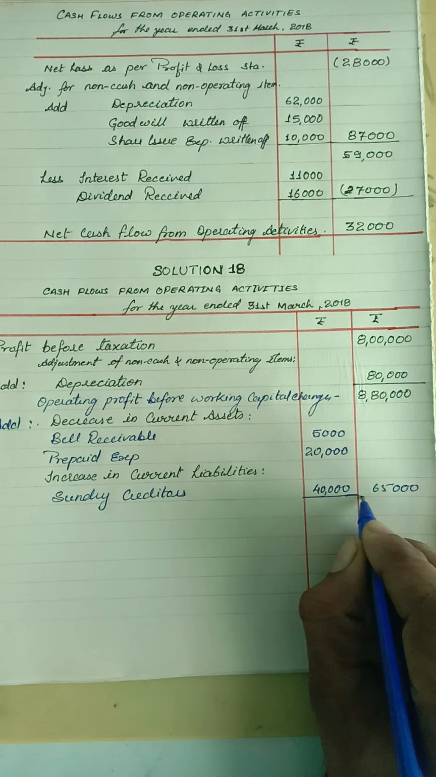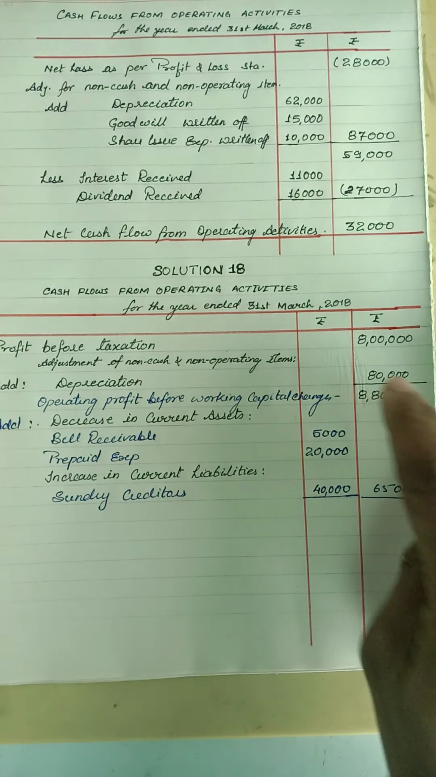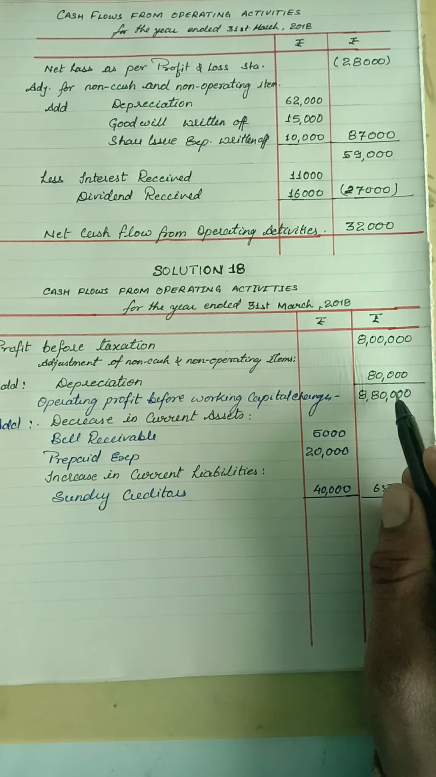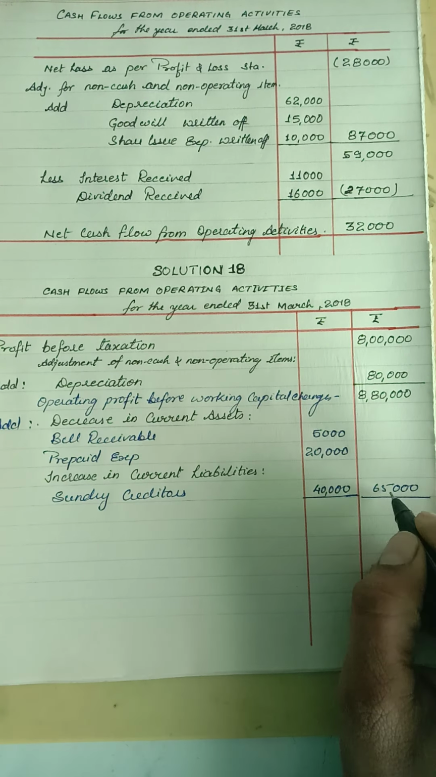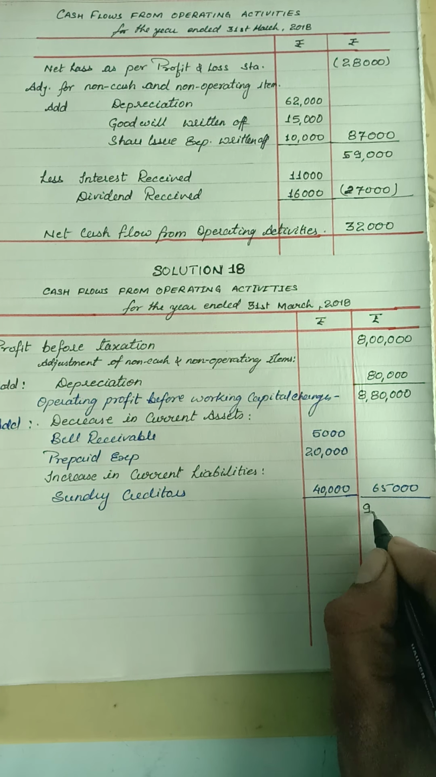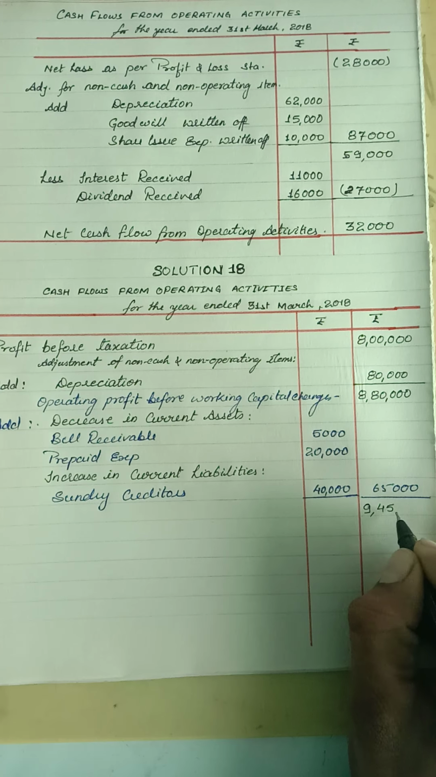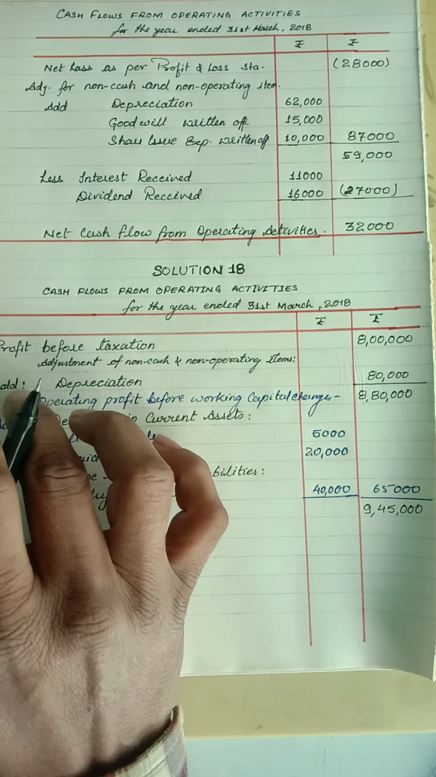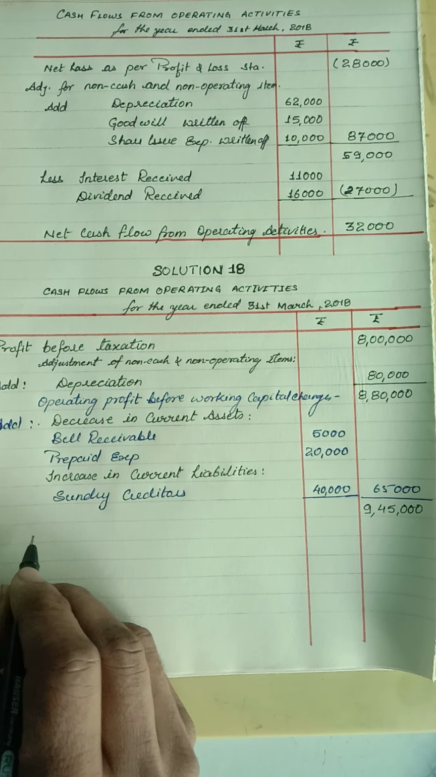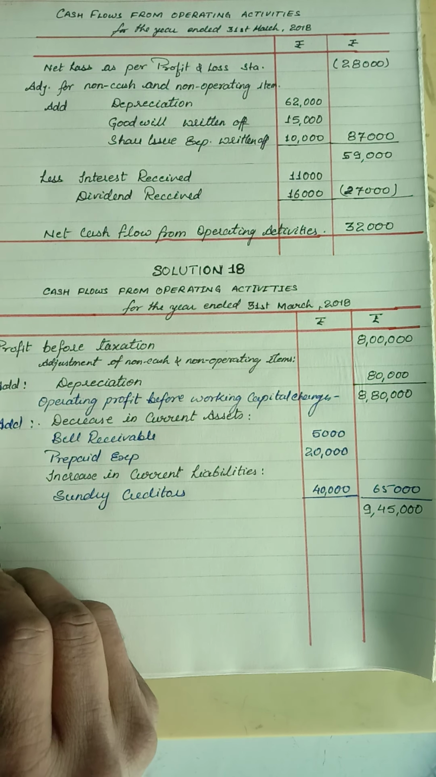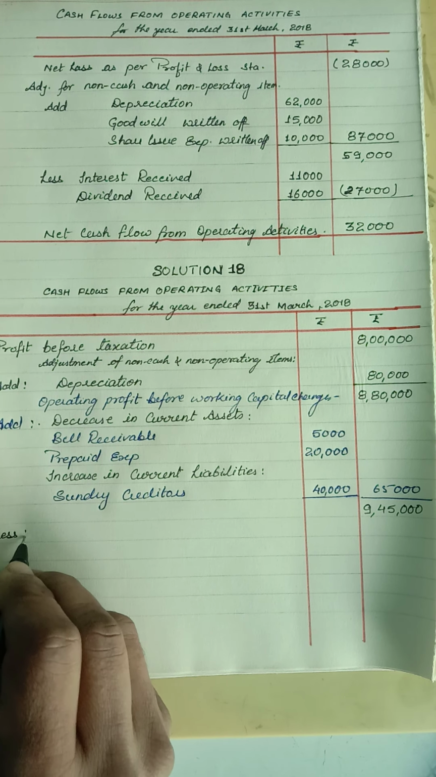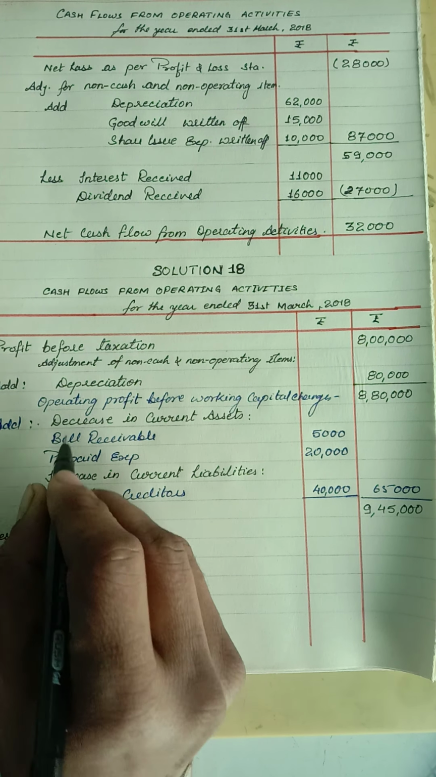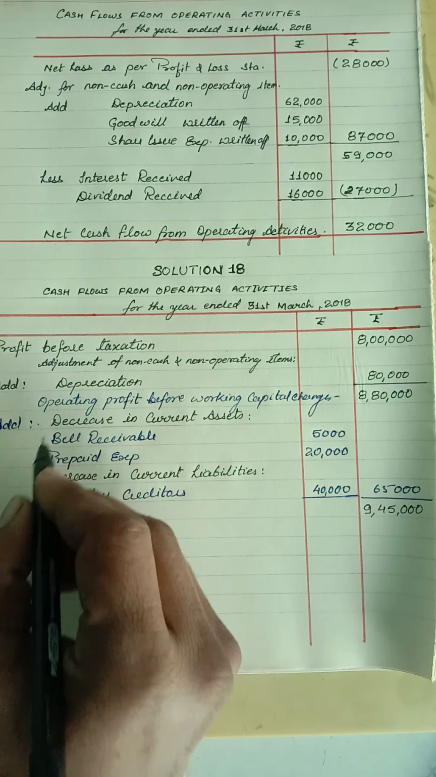Once we add this all, the total is 8 lakhs 80,000 plus 65,000, which is 9 lakhs 45,000. It is now 9 lakhs 45,000 we will have here. Is it clear? This is the additional amount. Now we will go for the amounts to be subtracted. Here it is going to be less. We have done the decrease in current assets, now the increase in current assets.